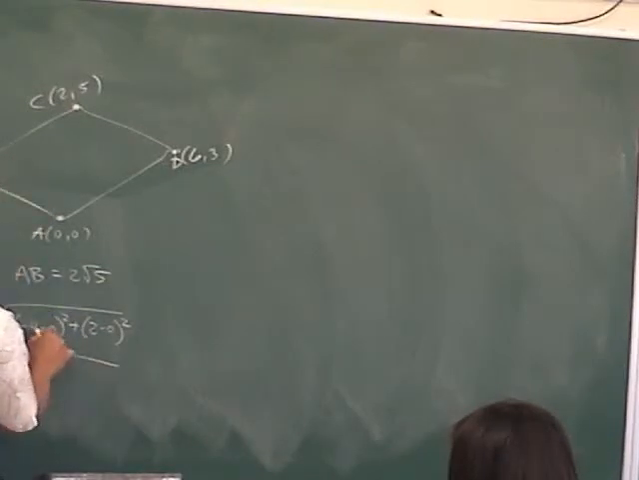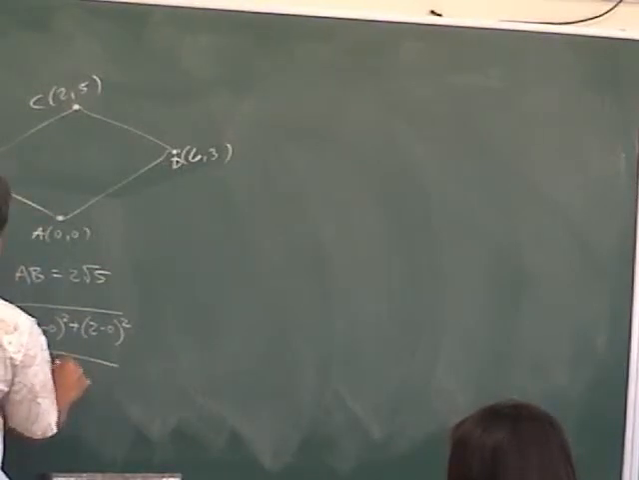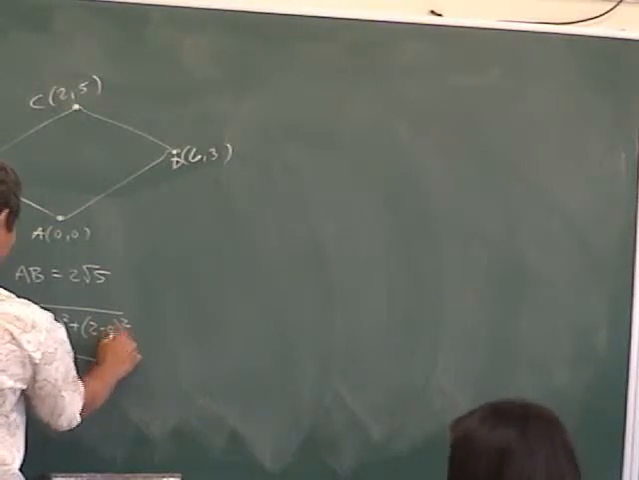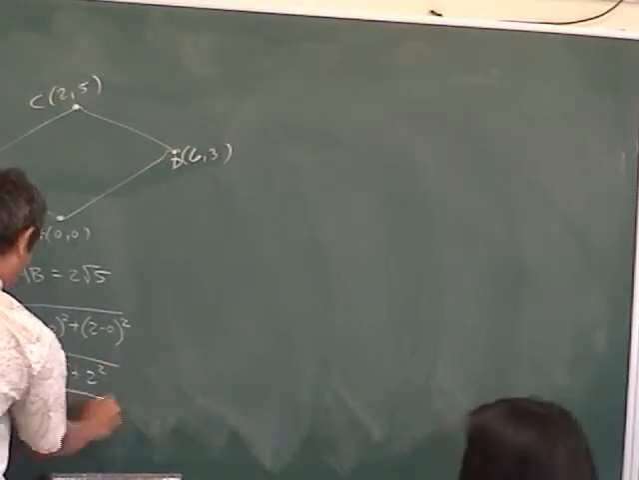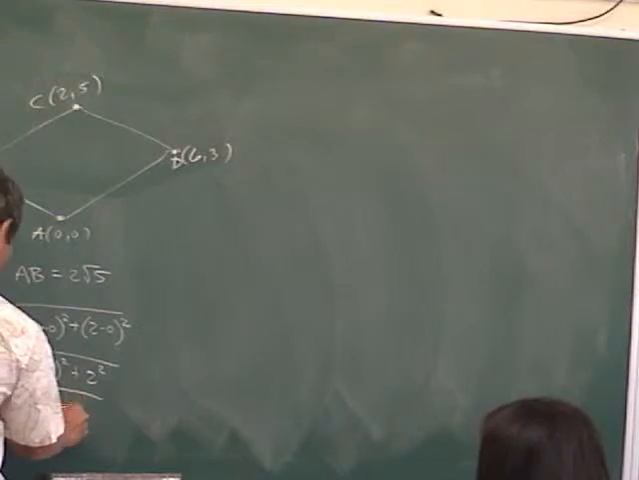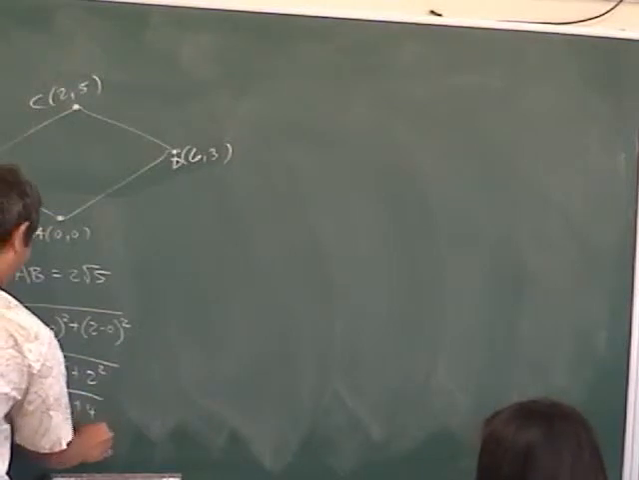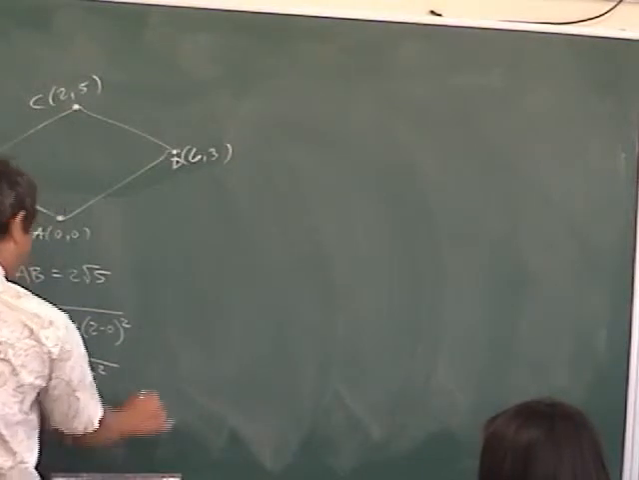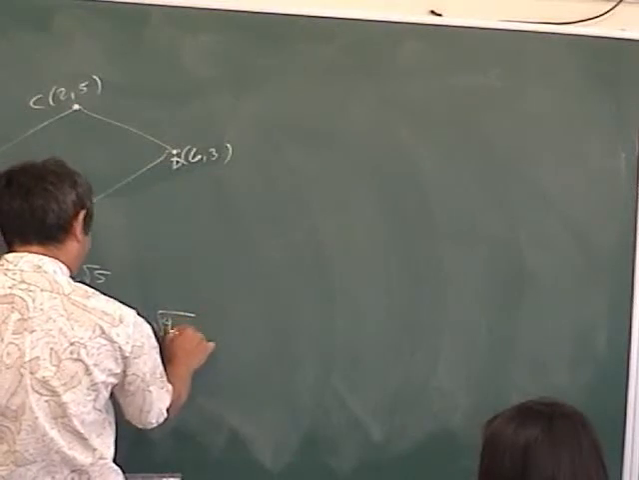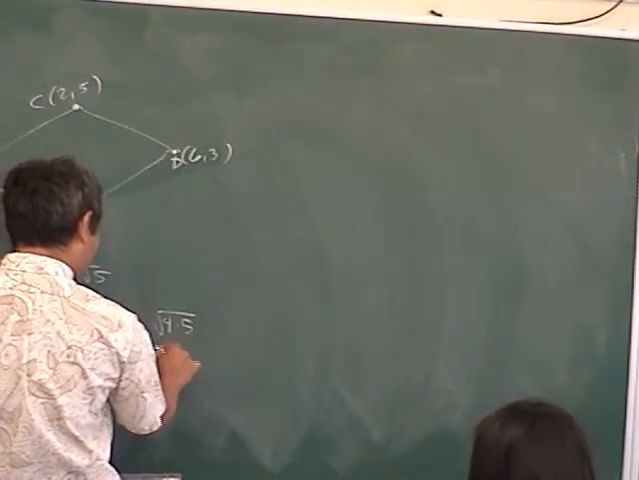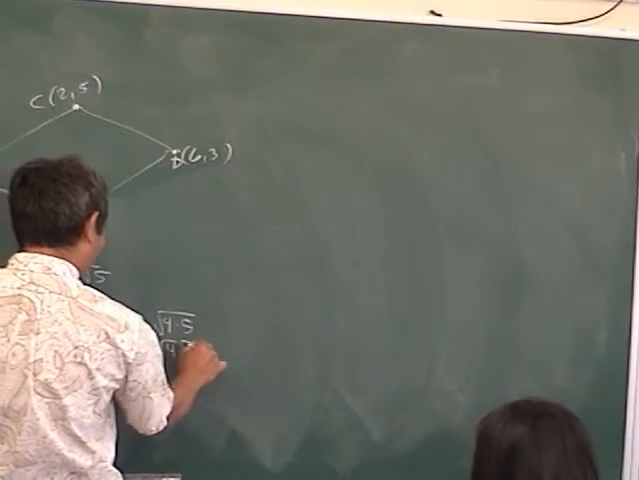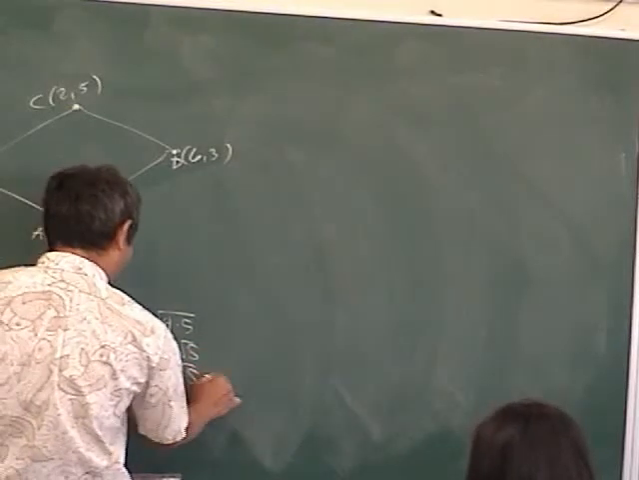Square root of, okay, that's -4 squared, 2 minus 0 is 2 squared. So that's the square root of 16 plus 4. So that's the square root of 20. But 20 can be written as 4 times 5. So that's the square root of 4 times the square root of 5. 2 root 5.